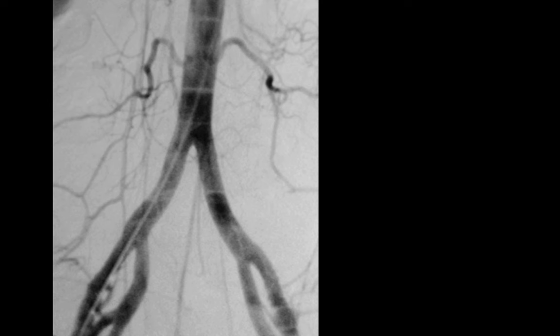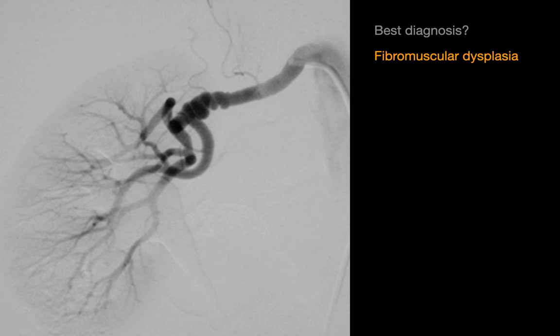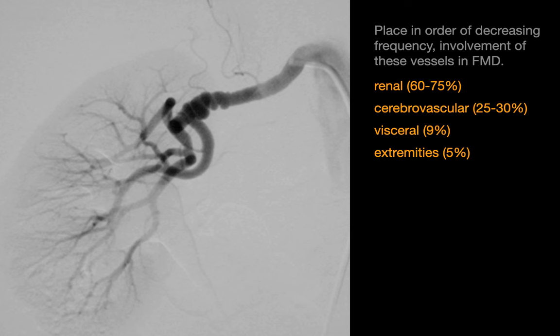So these are all DSA images from the same patient. What's your best diagnosis? So we are looking at images of a patient with fibromuscular dysplasia. Place in order of decreasing frequency, involvement of vessels in FMD. And this is the order. Renal involvement in about 60 to 75% of cases, cerebrovascular involvement in around 25 to 30% of cases, followed by visceral arterial involvement and limb arterial involvement.